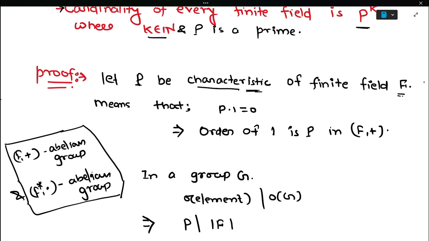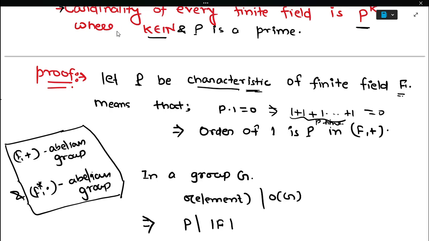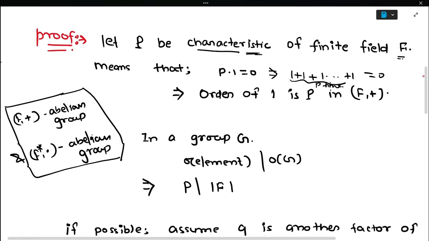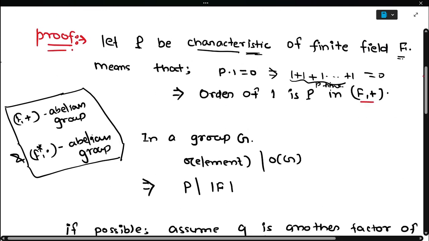Since the characteristic of the finite field is p, it means that p dot 1 equals 0. This implies the order of 1 is p. What does this mean? 1 plus 1 plus 1 dot dot dot plus 1 equals 0, with p terms. So we see that the order of 1 is p in (F, +).